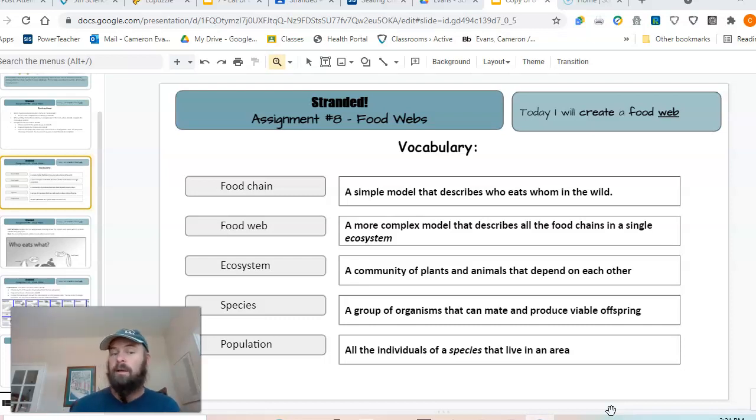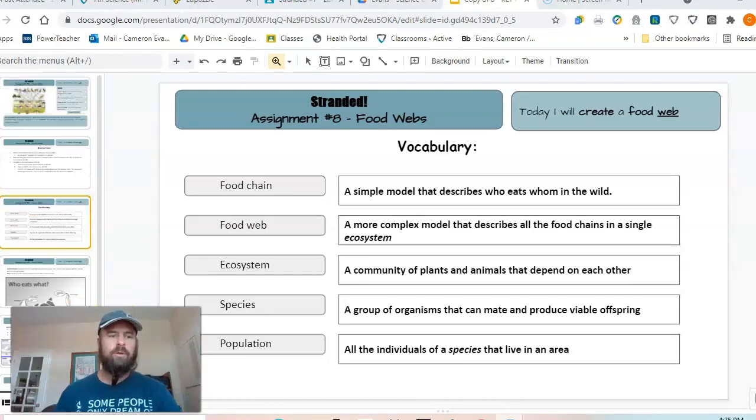But we could also say, what is the population of dogs in Folsom? And then we would just be talking about dogs. Or we could say the population of mice. And when we're talking about ecosystems, you'll notice that happens a lot. We just are talking about certain species. And when we talk about population, we're just talking about one specific species.